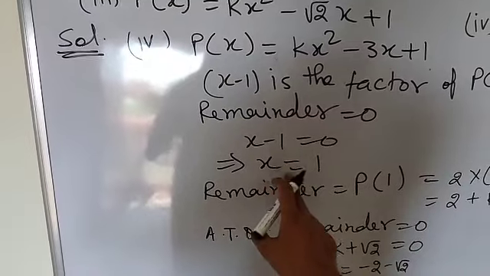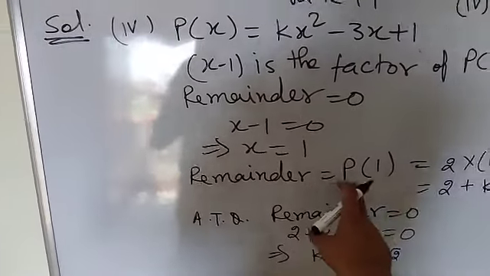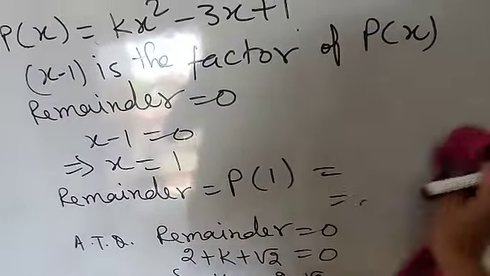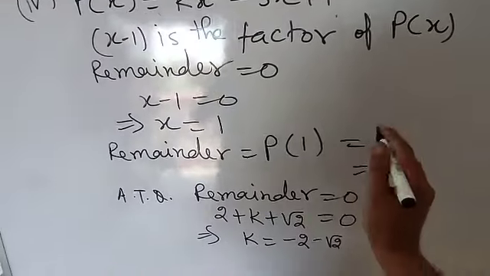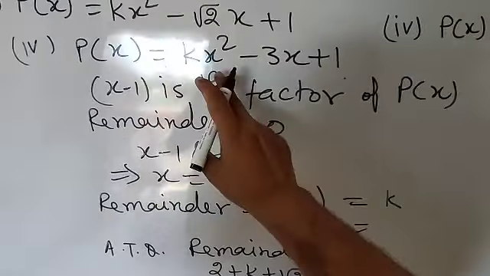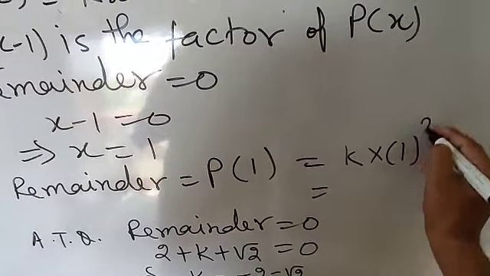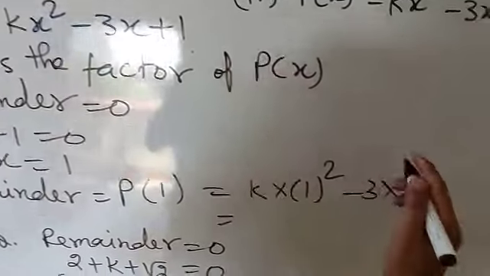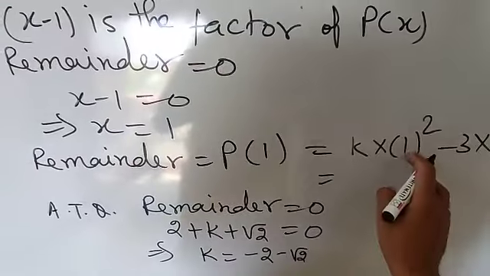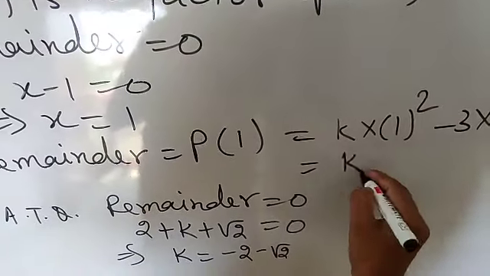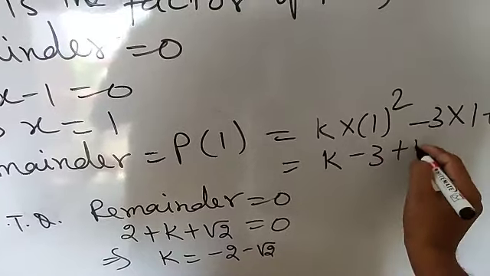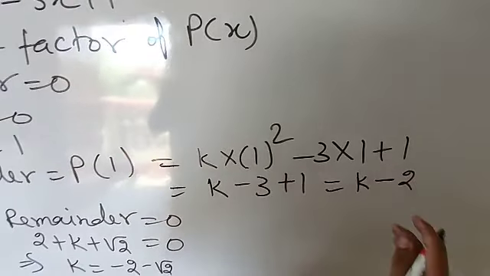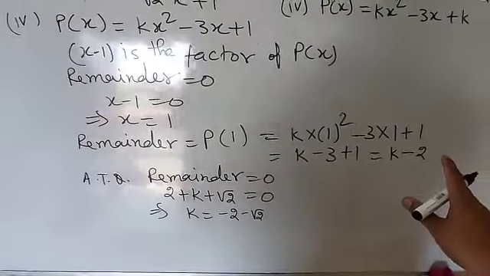So x minus 1 equals 0, then x equals 1. Then the remainder will be p(1). Since the polynomial has changed, only this value changes. So p(1) equals k times 1 squared, minus 3 times 1, plus k. That is k minus 3 plus 1, that is minus 2, so the remainder is k minus 2.